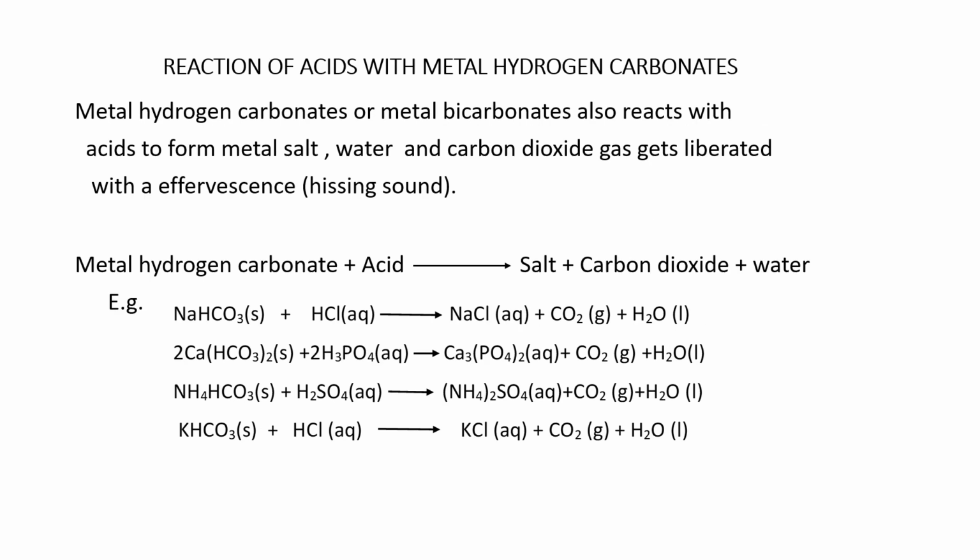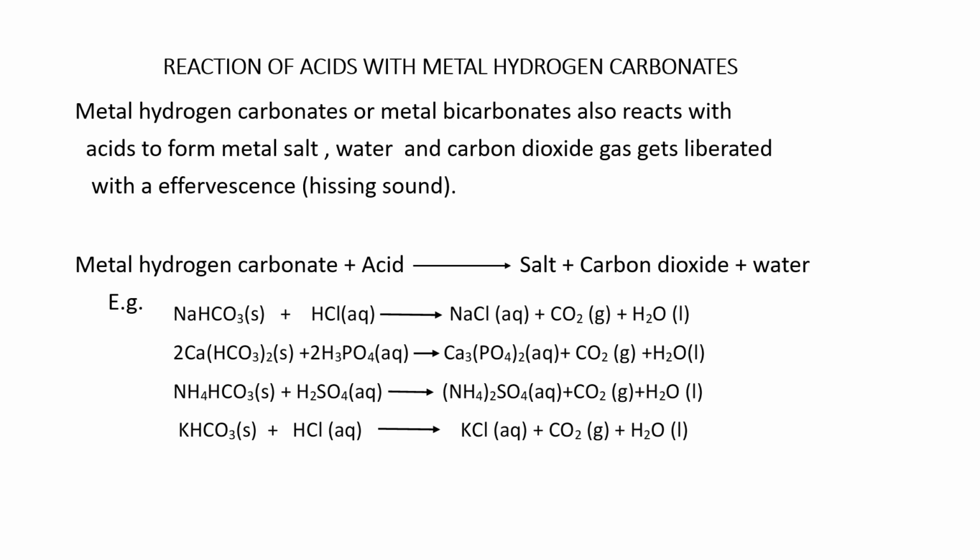Now let us come to the next type of reaction, that is the reaction of acid with metal hydrogen carbonate. This metal hydrogen carbonate, in some books, is also known as metal bicarbonate. So both are basically the same thing. When a metal hydrogen carbonate or metal bicarbonate reacts with acid, it will form metal salt, water, and carbon dioxide gas will be liberated with effervescence. Effervescence means a hissing sound. A characteristic sound will be produced.